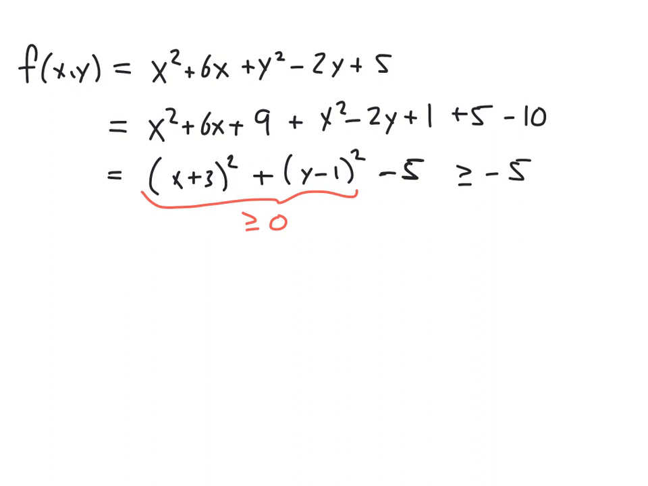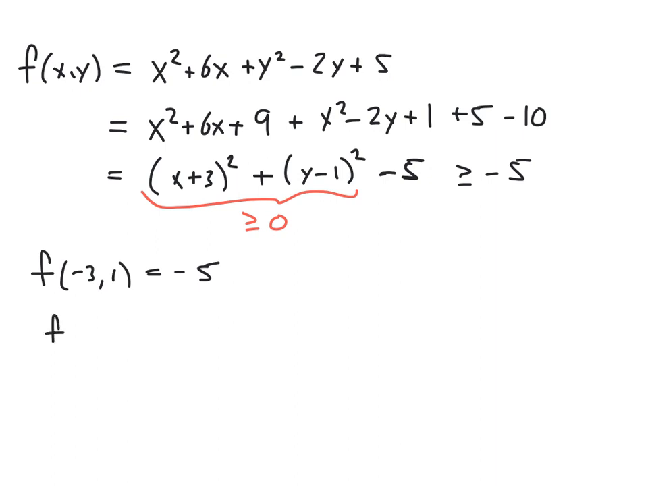So this whole function, for any x and y we pick, we're always going to get a value greater than or equal to negative 5. But remember, a little bit ago, we computed f of negative 3, 1, and we saw that that was actually equal to negative 5. And so we've shown that negative 5 is the smallest possible value this function can take on, and it takes that on at the point negative 3, 1.